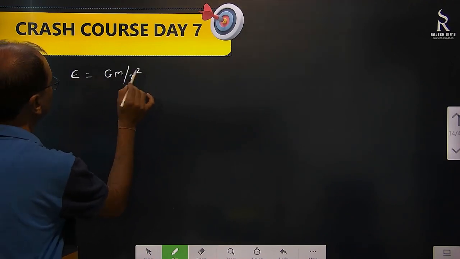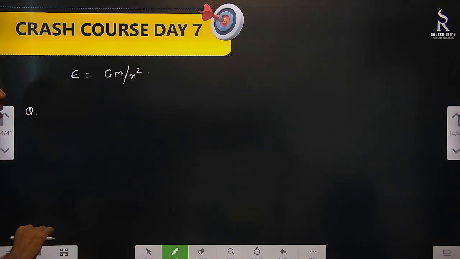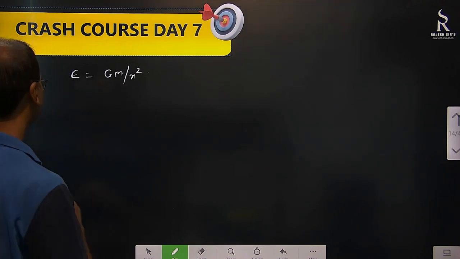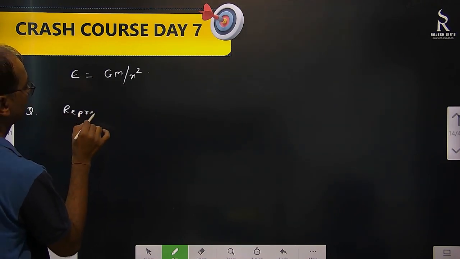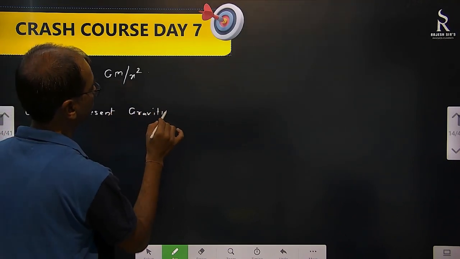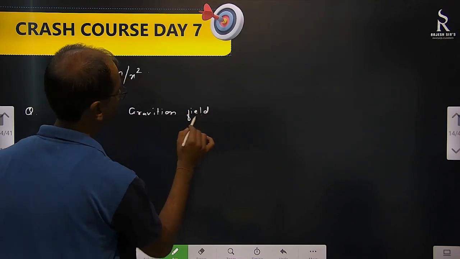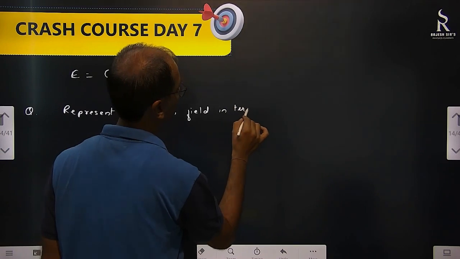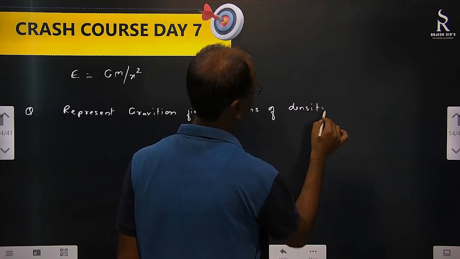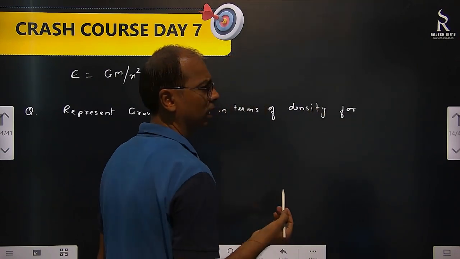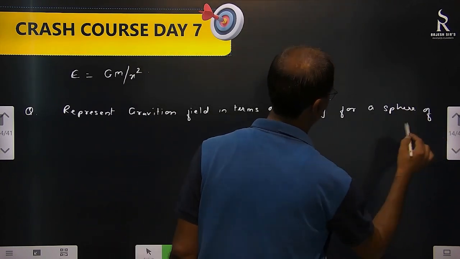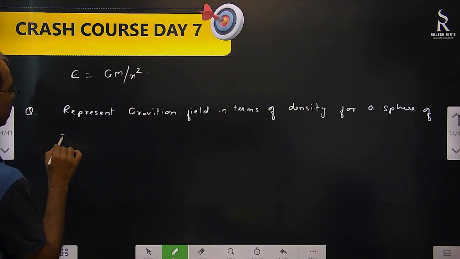Now on this there are questions. What question can we ask? Represent this gravitation field in terms of density, for a sphere of radius r.